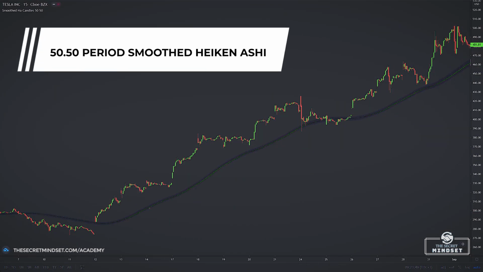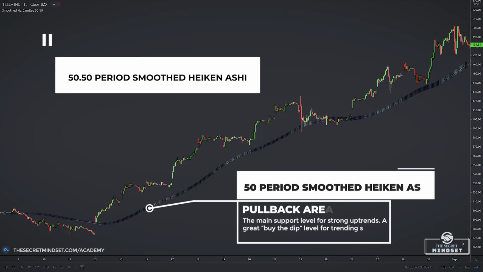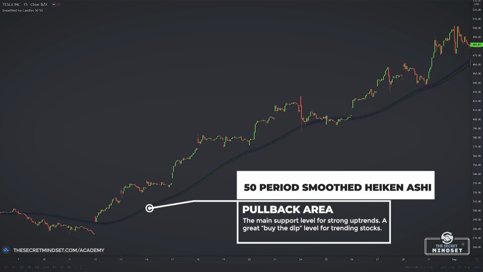The 50-period Smoothed Heiken Ashi is the line that strong leading stocks typically pull back to. This is usually the main support level for strong uptrends. Most bull markets and uptrends will usually pull back to this level. From my backtesting, the 50-period Smoothed Heiken Ashi is generally a great buy the dip level.